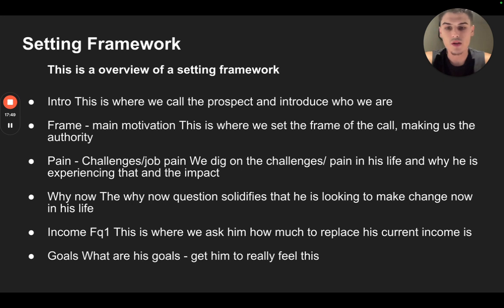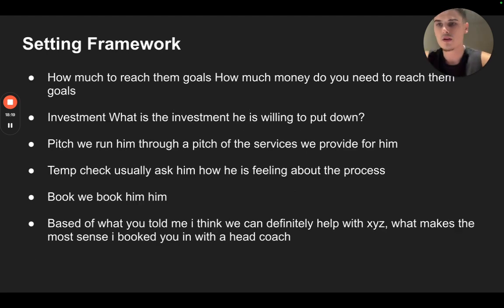What are the goals? Get them to really feel this, right? With the goals, like cross that bridge. For example, you can ask them, what does the future self of you look like? The 2.0 version of you. What are some of the goals that you want to hit? And then they'll tell you the goals, and you're really excited for them and make it sound like we can get them there. How much to reach them goals? How much money do you need to reach them goals?